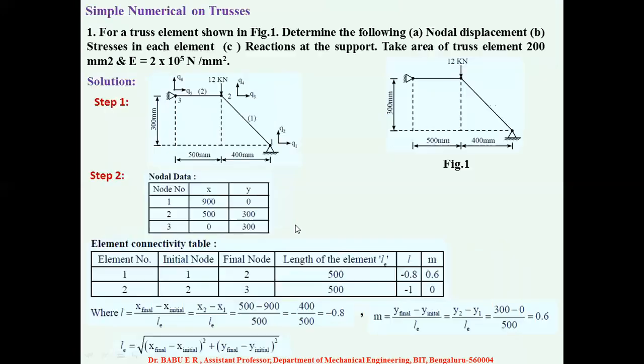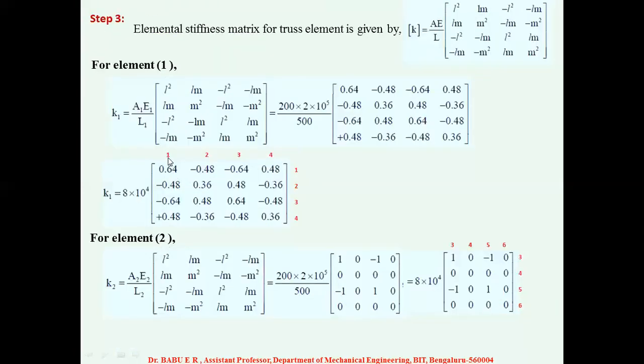Suppose in the problem, if you take 2 as the initial node and 1 as the final node, then you have to represent it as 3, 4, 1, 2. So here you have to represent 3, 4, 1, 2, and 3, 4, 1, 2, like that.